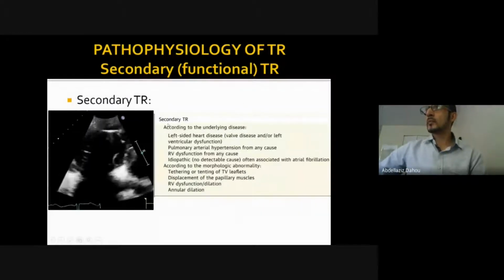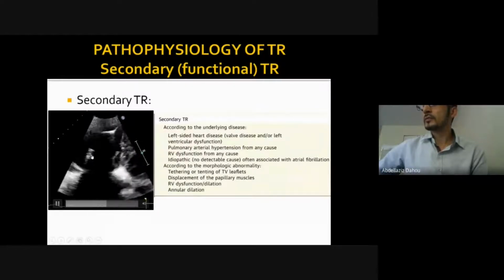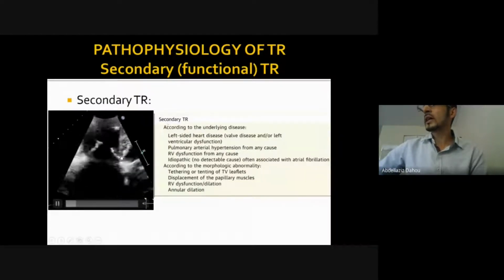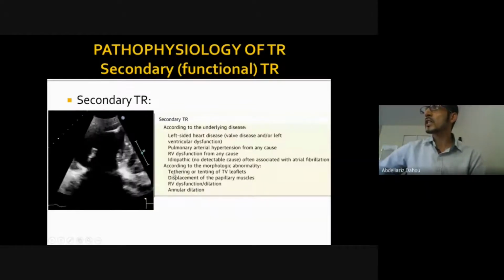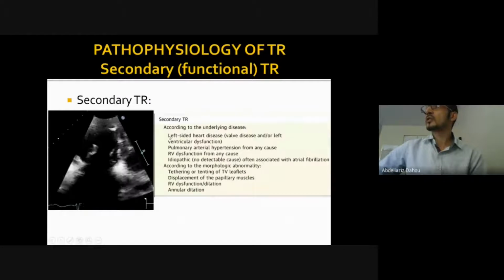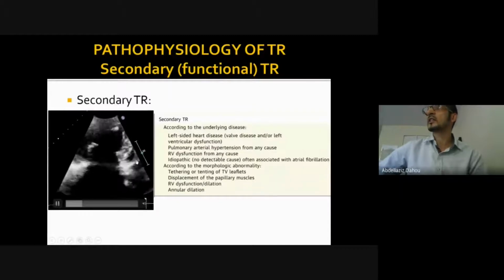So we can separate the classification of the secondary TR, as you can see here, with very tethered lateral and septal leaflets, with restriction of the septal leaflet. We can classify the mechanisms and etiologies according to the cause or according to the morphology of the tricuspid. If I look at the morphology, this is due to tethering of the leaflet, and we can see here tethering of the leaflet or displacement of the papillary muscles, RV dysfunction, annular dilatation. If we look at the cause, we can say secondary tricuspid regurgitation due to left-sided heart diseases, due to RV dysfunction, to pulmonary hypertension, and so on.